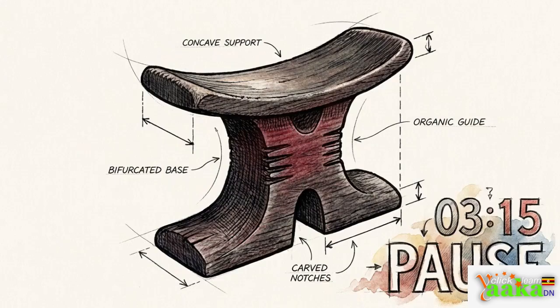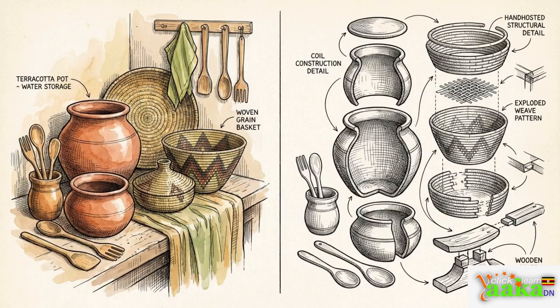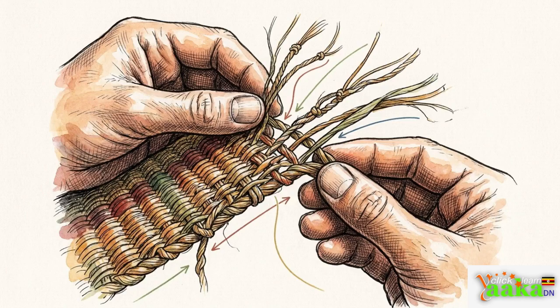Now, try it yourself. Pause the video and apply these three lenses to this Karamojong headrest. Based on the material, technique, and purpose, is this functional or decorative art? Using these three lenses changes how you observe your surroundings. You begin to recognize the specific technical and design decisions made by an artist in every object you encounter.